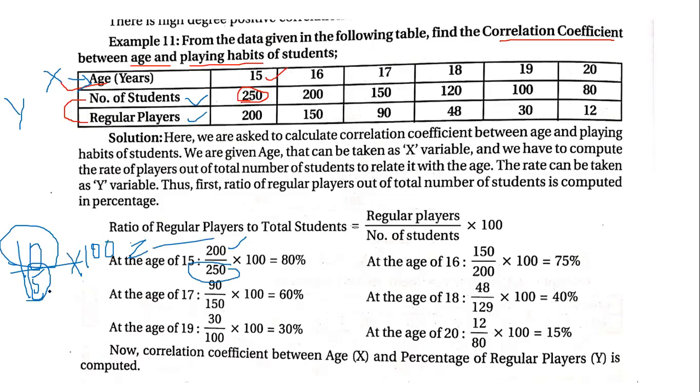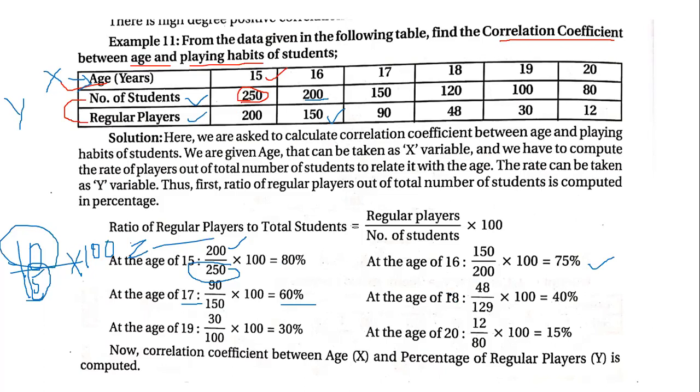Similarly, now let us calculate for age 16. For age 16, what is the total number of students? 150. Out of 200 in the class, 150 are regular players. So out of 200 in class, 150 are players, the percentage is 75%. Then for age 17, same formula. Out of 150 students in class, 90 are players, so 60% of the class.